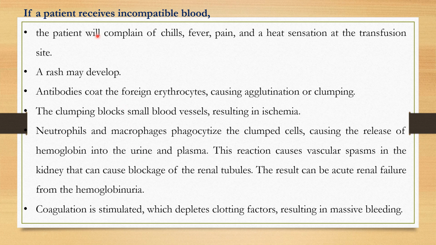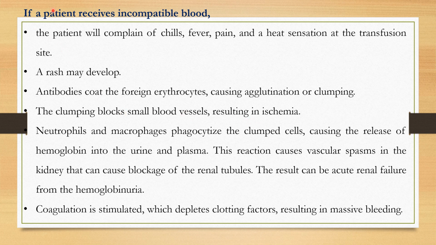So, if a patient receives incompatible blood, the patient will complain of chills, fever, pain, and a heat sensation at the transfusion site. A rash may develop. Antibodies attack the foreign erythrocytes, causing agglutination or clumping. The clumping blocks the small blood vessels, resulting in ischemia.